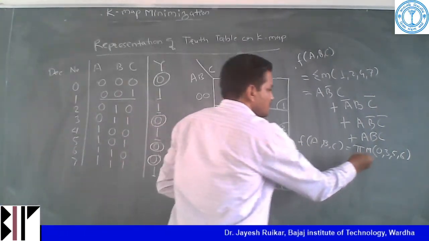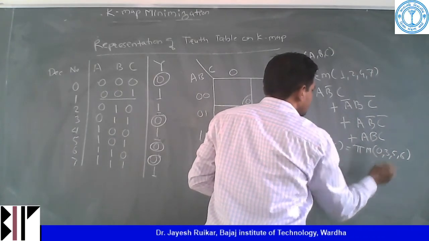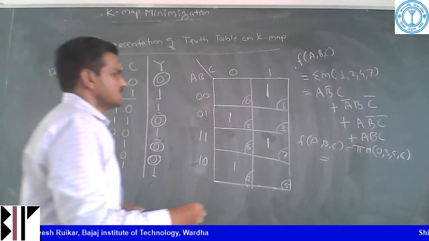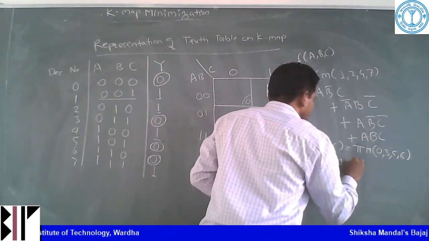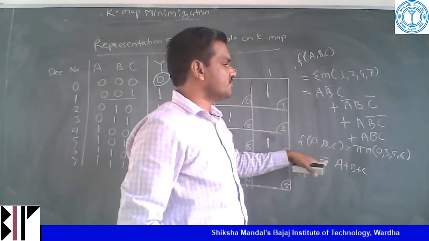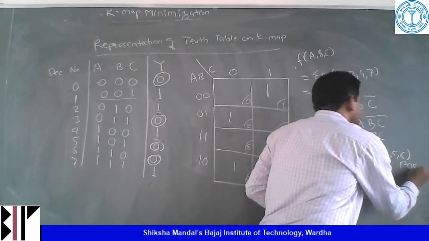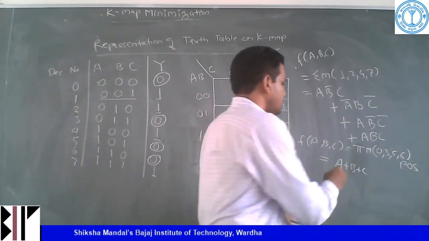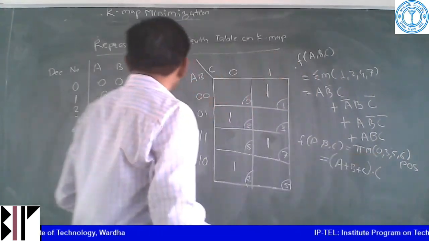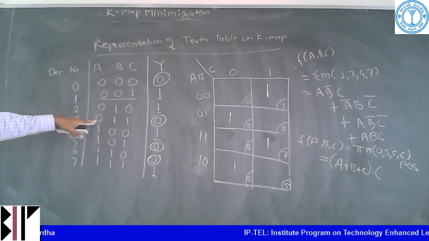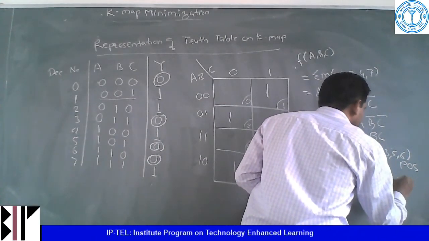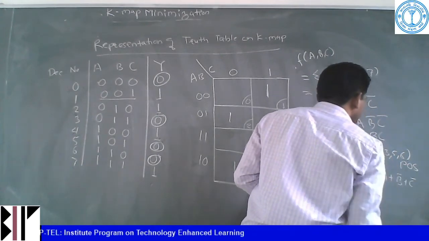Okay, and how is this represented? See this 0, 0 0 0, so a plus b plus c. Remember, plus is there because it is pi m, that is the POS form, product of sums. So this is your sum, and then the product of all these sum terms. The next term is your 3, 0 1 1, so a plus b bar plus c bar.